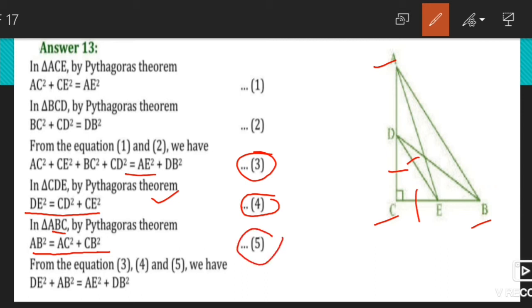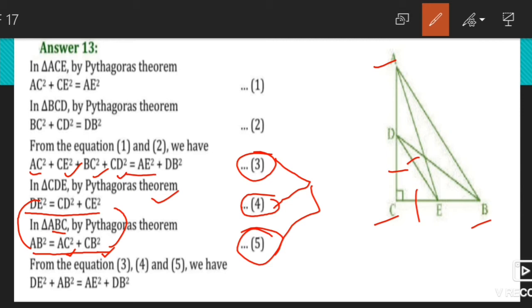Okay, and mark this one as equation number 5. Now if you take equations number 3, 4 and 5, you will get DE square plus AB square, means you have to add these two. If you are adding these two, you are getting AC square plus CB square plus CD square plus CE square. Now AC square plus CB square means these two, plus CE square plus CD square means these two.